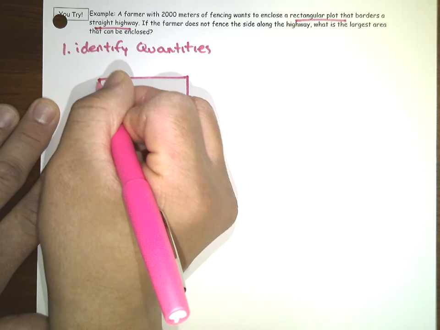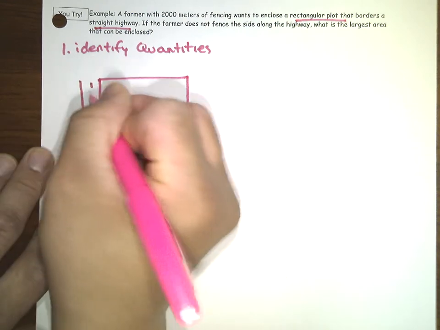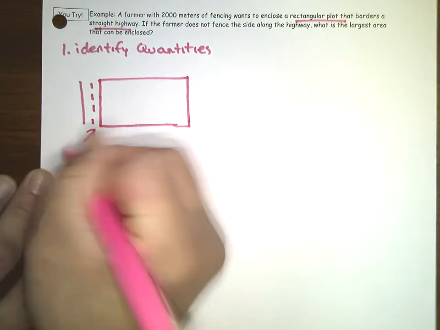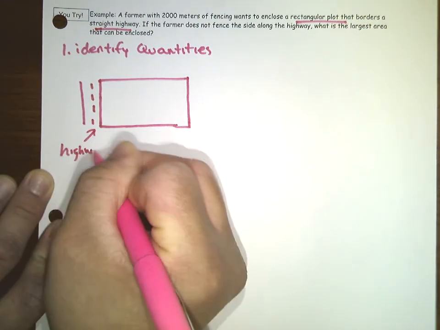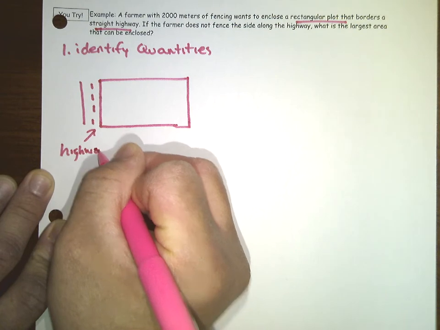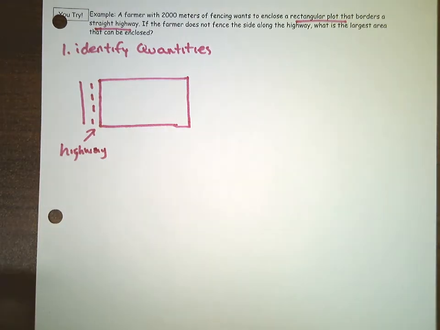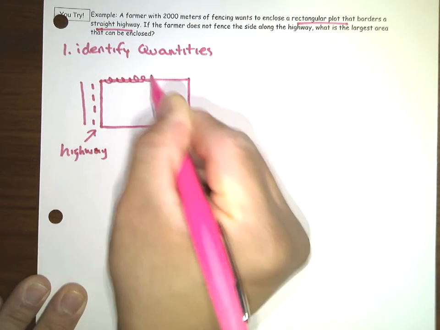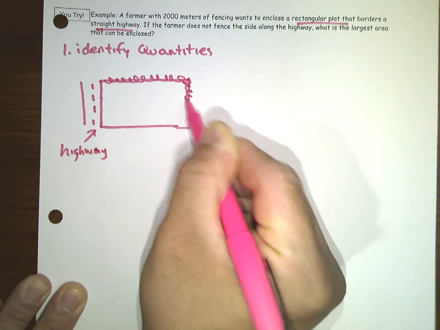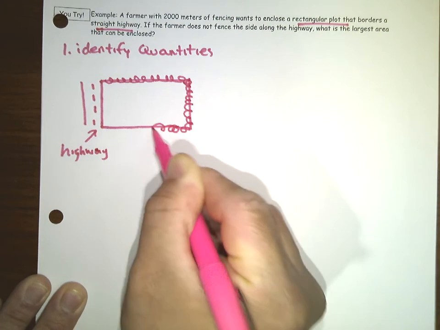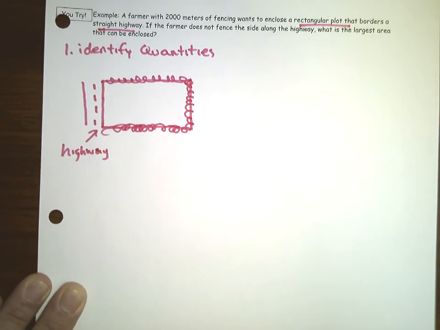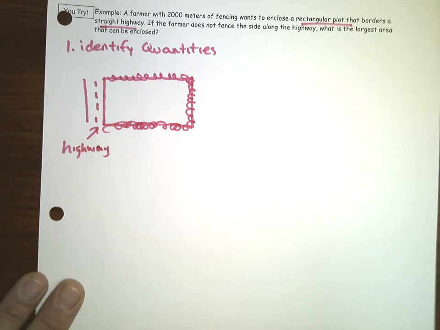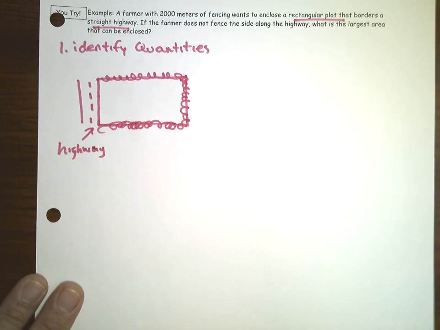So here is the highway over here. All right, so there's the highway. And he wants there to be 2,000 meters of fencing all the way around. So I don't know what type of fencing this is, but I'll draw it like it's sort of barbed wire. Why not? Because who's going in there these days anyway when we're all supposed to stay at home?